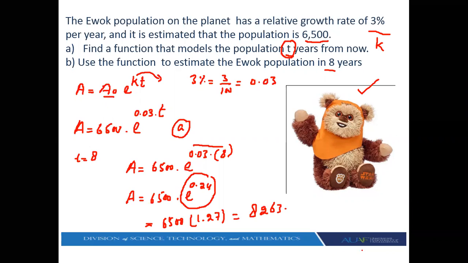8,263 point something. So after 8 years, the population will be 8,263. Yes, it's not 8 point actually, it's a comma. After every 3 digits, we write a comma. So it's 8,263.11. Then we have the decimal point.